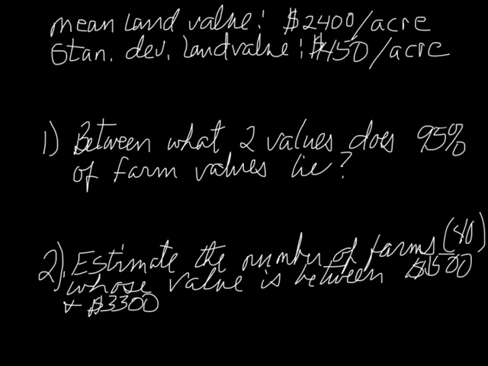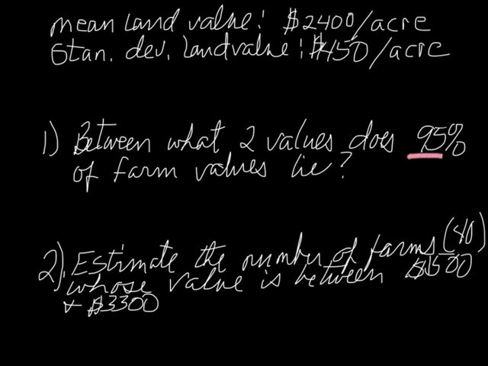So what I have here is an example of how the empirical rule works in a problem. First of all, we're going to talk about land value for a farm, and the mean land value of some sample of farms is, say, $2,400 per acre, and the standard deviation for the land value of those farms is $450 per acre. And so it says, between what two values does 95% of the farm values lie?